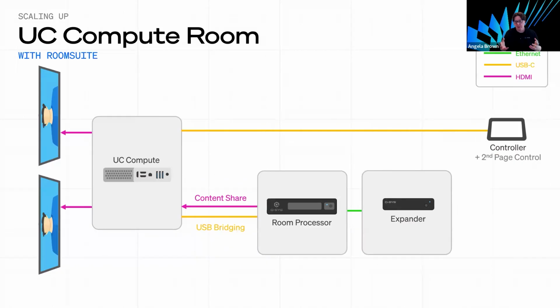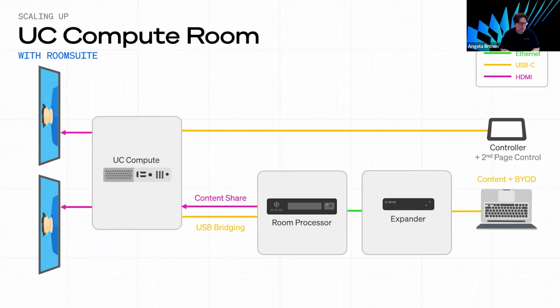Now you have available to you the inputs on the expander and the inputs on the room processor as possible options to send to that content share. You've just expanded the capability significantly. And then let's add our content in BYOD. You'll notice that I still have the laptop connected via USB-C.